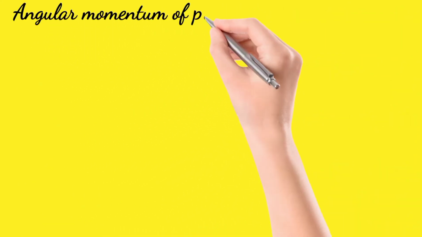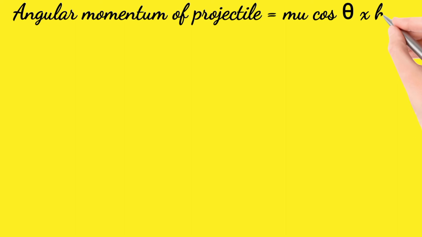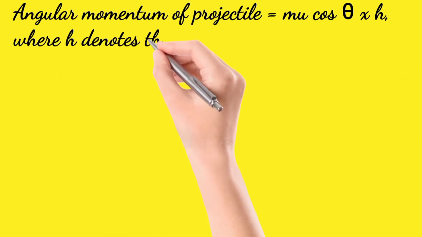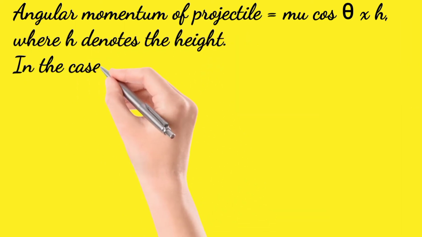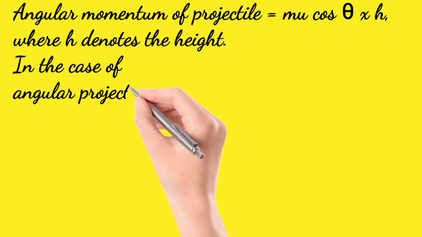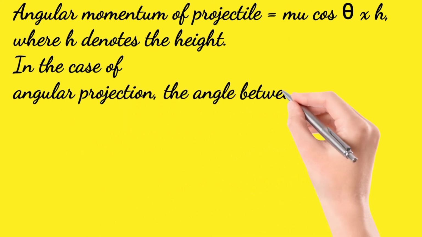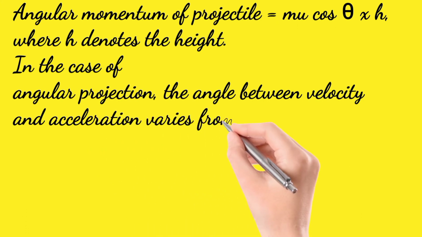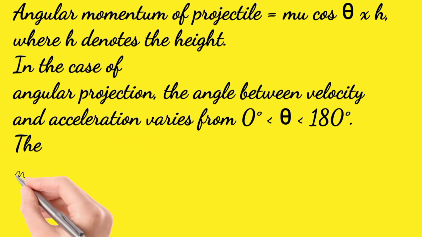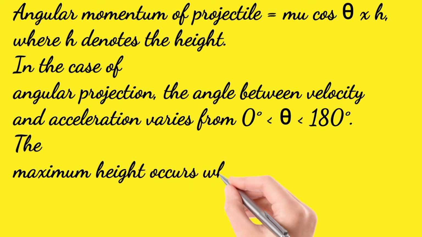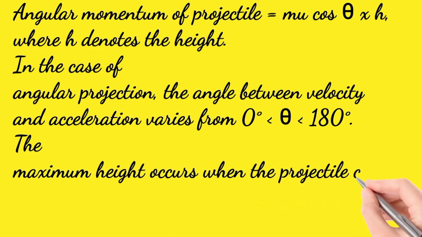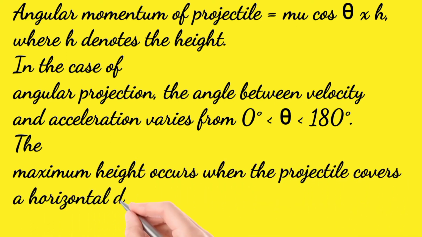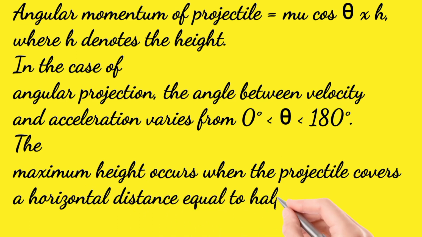Angular momentum of a projectile equals m u cos theta times h. M is the mass of the object, u is the what? Initial velocity, theta is the angle between the projectile and the horizontal, and h is the height. In the case of angular projection, the angle between the velocity and acceleration varies from 0 to 180 degrees. What do we mean? That is to say, the projectile can take angles from 0 to 180 degrees.